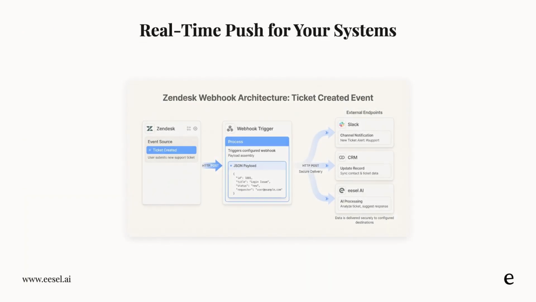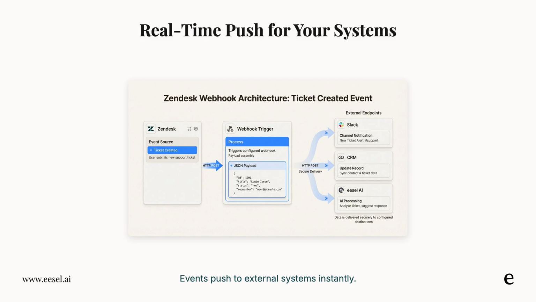A webhook is a real-time push notification. The moment a ticket is created or a message arrives, Zendesk fires an HTTP request to your endpoint with all the relevant data. Teams use this for Slack alerts on urgent tickets, syncing CRM records, sending SMS via Twilio, and feeding AI tools with live customer context. No polling, no delays, just instant delivery.